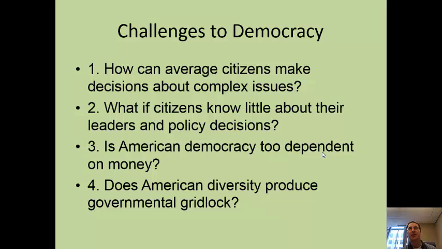The money part, we just talked about that with elites. Do political action committees, with all of their money, have too much control over elections? Do they have a significant impact on elections?